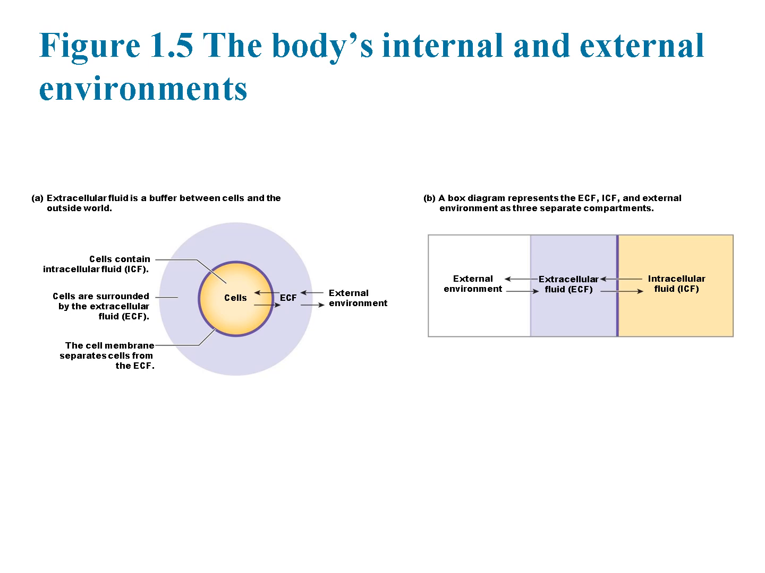Panel B. This box diagram simplifies the concept by representing the three compartments: the external environment, outside the body; the extracellular fluid, ECF, which surrounds and interacts with cells; and the intracellular fluid, ICF, inside the cells. Together, these compartments highlight how the body maintains a controlled internal environment while interacting with the external world. This separation is critical for homeostasis, allowing cells to function optimally despite external changes.